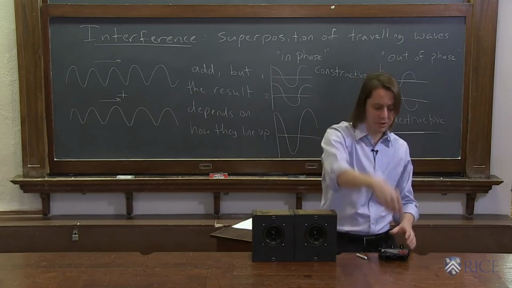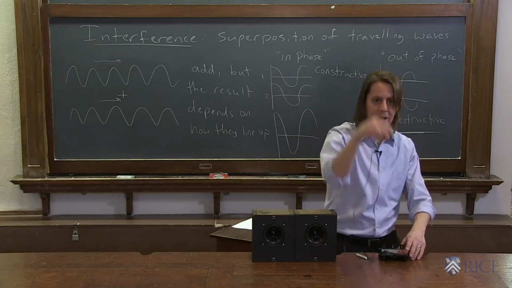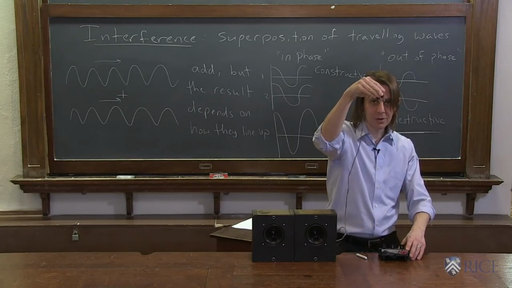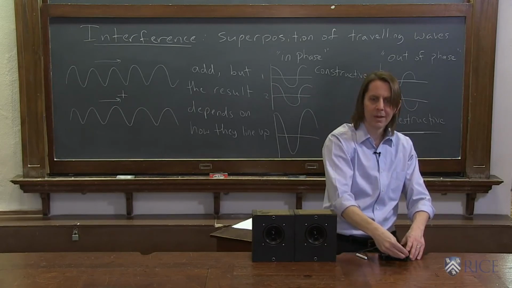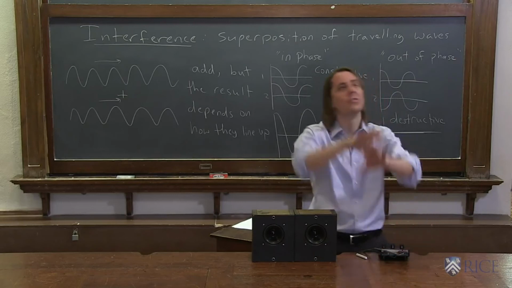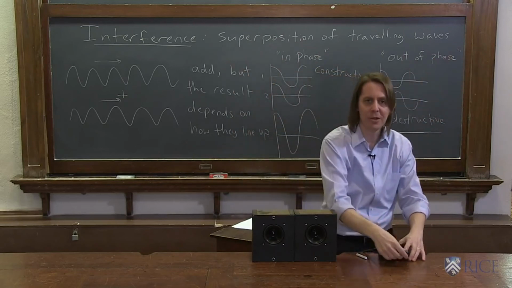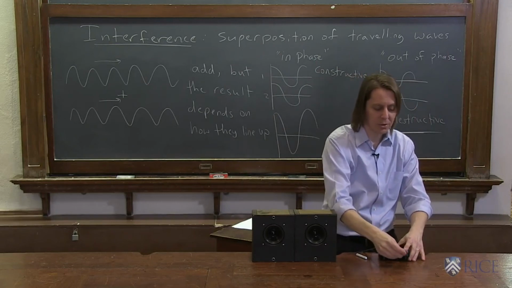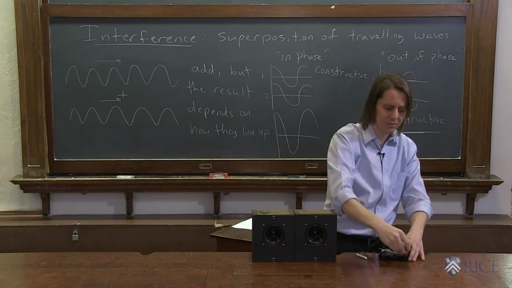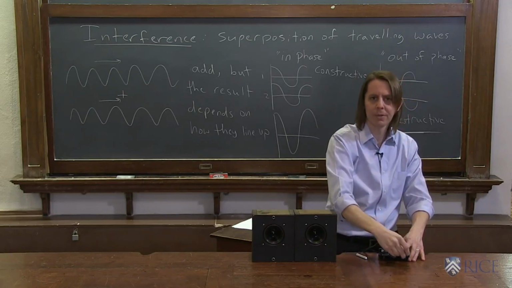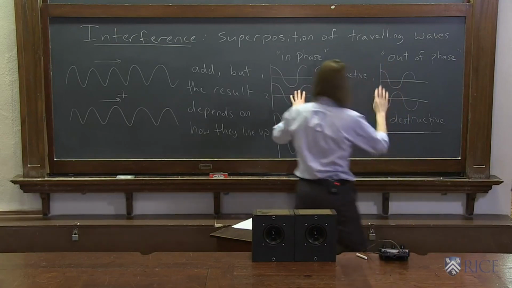So this was how it was, constructive, louder. But now I'm going to make it destructive. And when I turn this around and add them, it gets quieter. It doesn't quite go to 0 because there's waves bouncing all over the place and this isn't ideal and everything. But you can hear the sound gets lower because it's destructive. And if I have it the other way, constructive, it gets loud. So that's a demonstration of constructive and destructive interference.